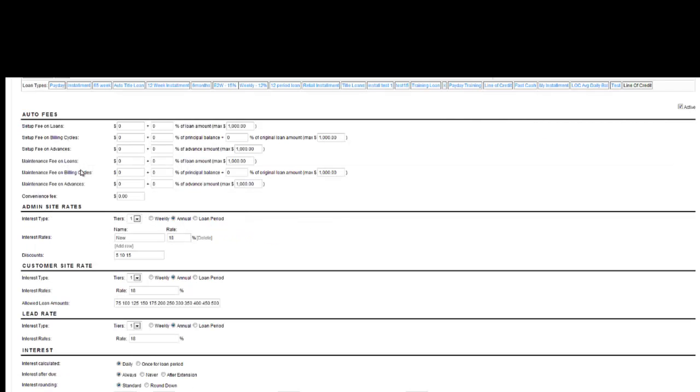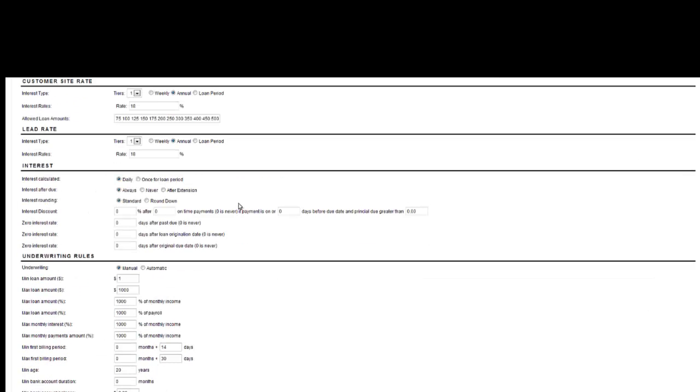Notice that the setup fees and maintenance fees will all be input by us prior to your use of this page. Next, let's scroll down to the underwriting rules. And just so you know, there will be a fee on billing cycles. This replaces the fee on extensions used in payday and installment loan types. There is no such thing as extension fees in LOC loans, and this fee is automatically added by Infinity at the last day of every billing cycle at 11:59 p.m.